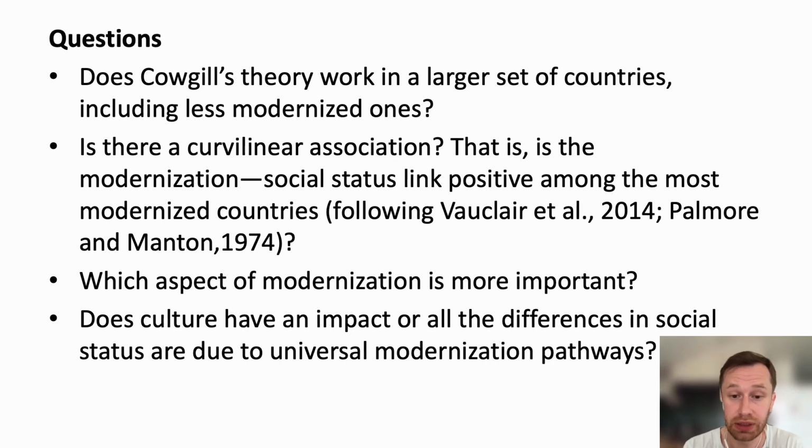Second one, is there a curvilinear association? It comes from the criticism that there could be curvilinear relations, which comes from the idea that in postmodern societies, the status of older people rises again due to the social provisions, due to the development of pension system, and so on. Third, which aspect of modernization is more important? Is it the education that changed their status, or maybe it is their number, their share in society, or maybe something else? And finally, does culture have an impact, or are all the differences in social status due to universal modernization pathways?